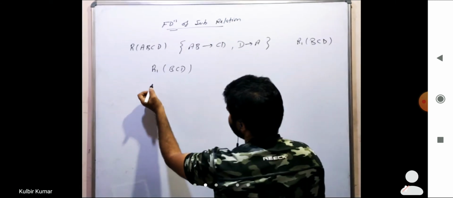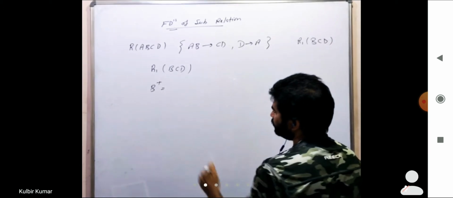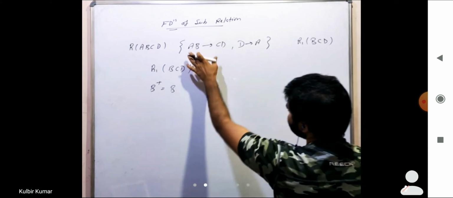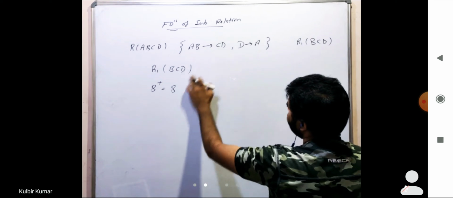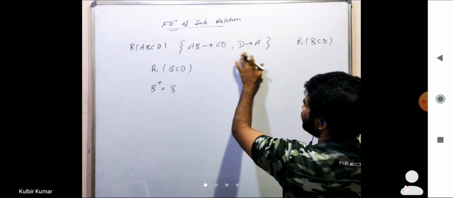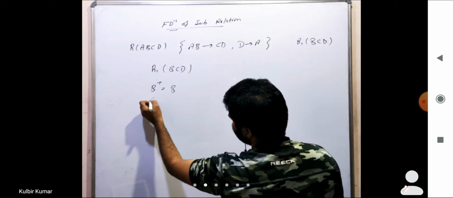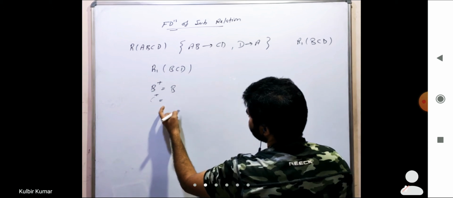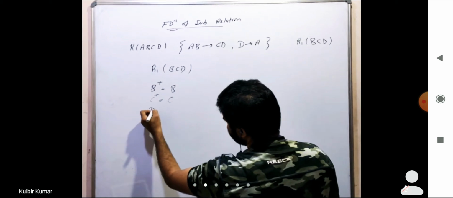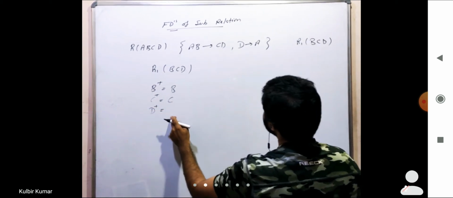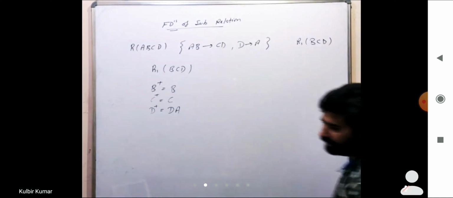Firstly, we'll take the closure of B here. So B closure is B itself, and we'll use these functional dependencies, right? B is not deriving anything further, so B closure is B. Now what will be the C closure? C closure is C itself, and can C derive anything further? No. What is the D closure? D closure is D, and D can derive A, so it is D and A.